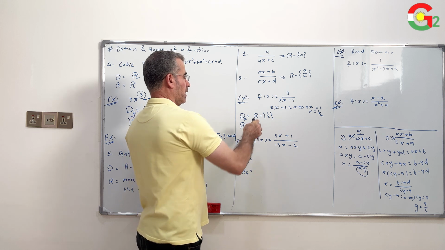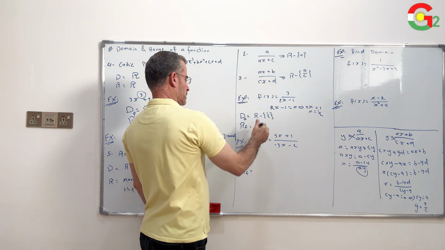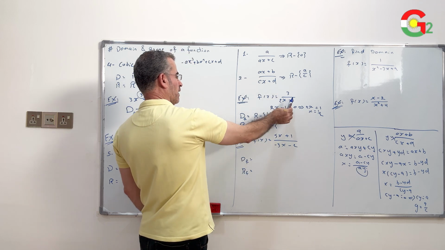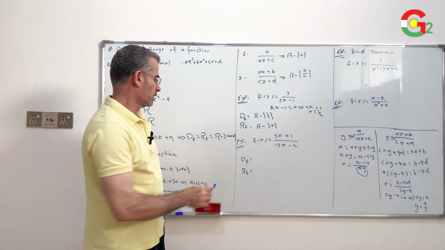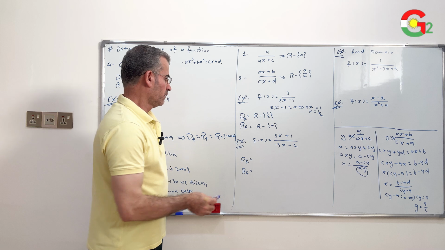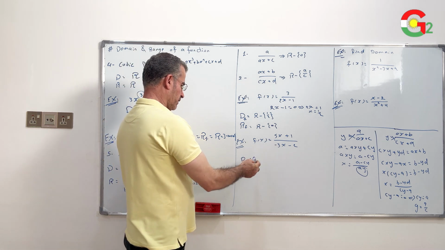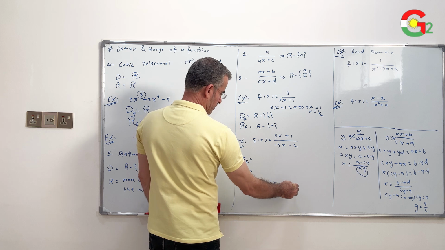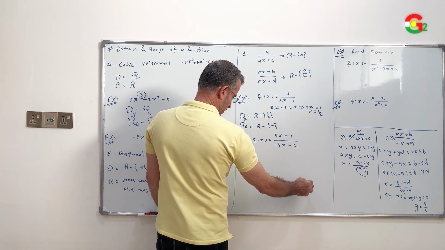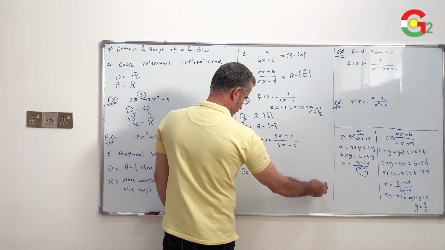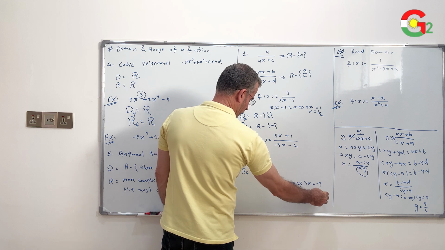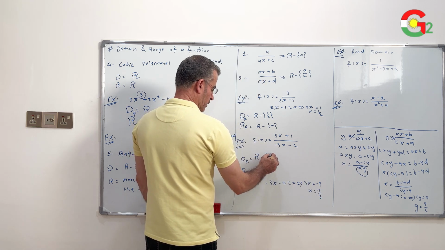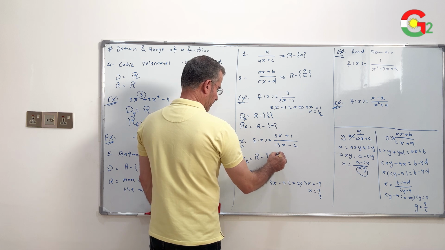For the range, I'll apply this rule. This is R except 0, since I have a constant over a linear function. Example, find the domain and range of this function. To find the domain, I set negative 3x minus 2 equals 0 and solve for x. 3x equals negative 2, x equals negative 2 over 3. Then the domain is R except negative 2 over 3.